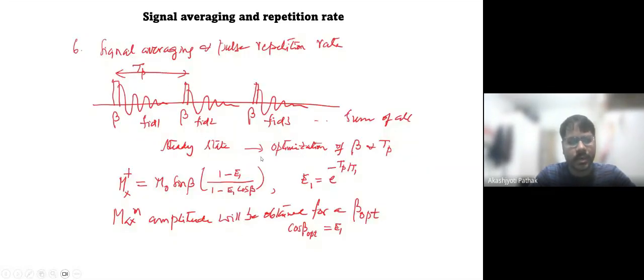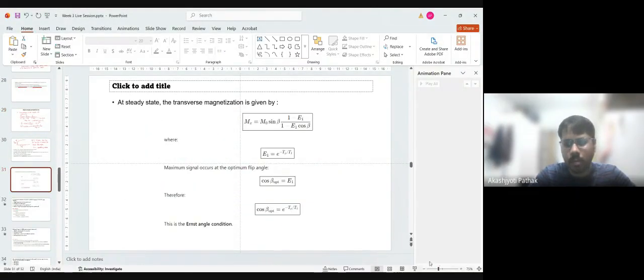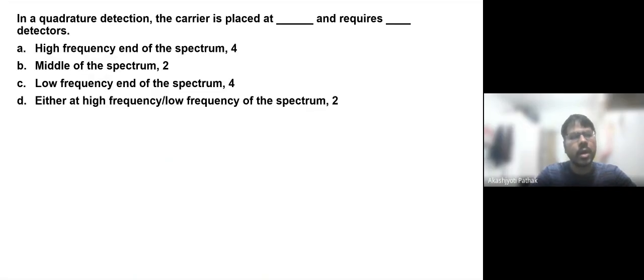Okay, let's first do one thing. So now answer this question. We have understood some of the concepts of practical aspects of FT-NMR. Try to answer this question. In a quadrature detection, the carrier is placed at dash and requires dash detectors.